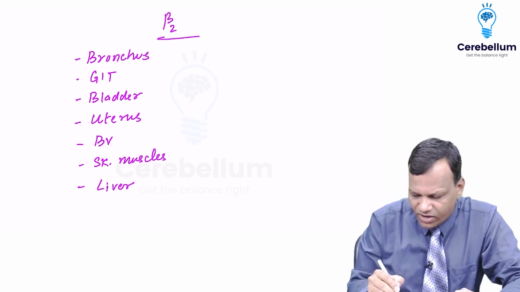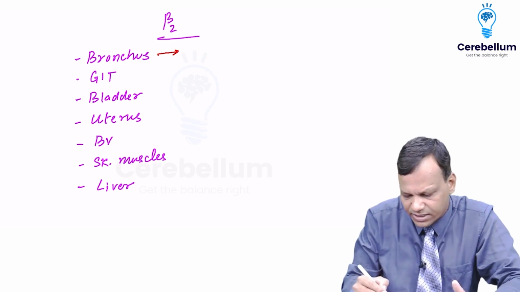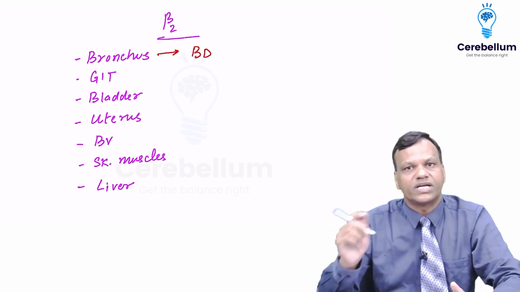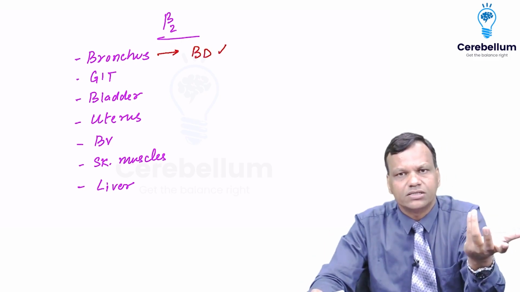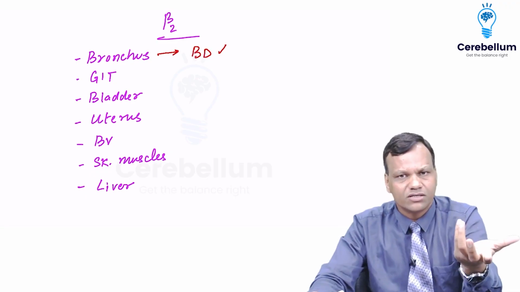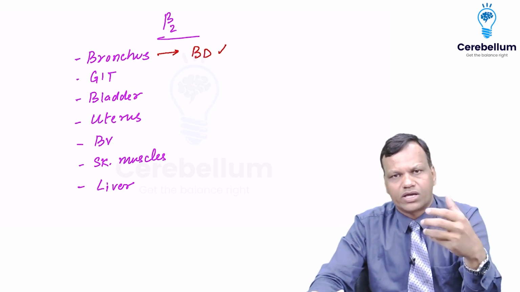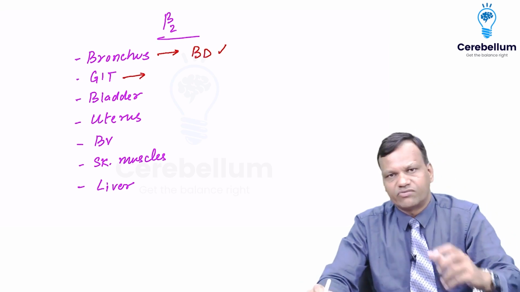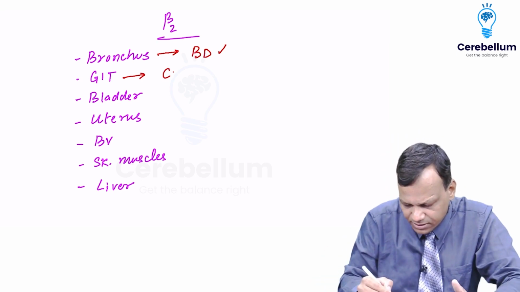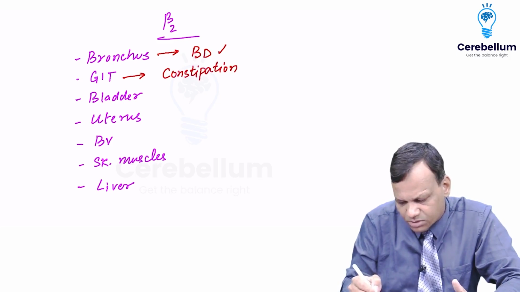Okay, now what it will do on the bronchus? It will relax the bronchus, so that will result in bronchodilation. So beta 2 causes bronchodilation, and bronchodilation is required for which condition? Yes, it is required for asthma. So beta 2 agonists like salbutamol, they are used in bronchial asthma. Okay, then what will it do to GIT? It will relax the GIT, which can result in constipation. Beta 2 will result in constipation.